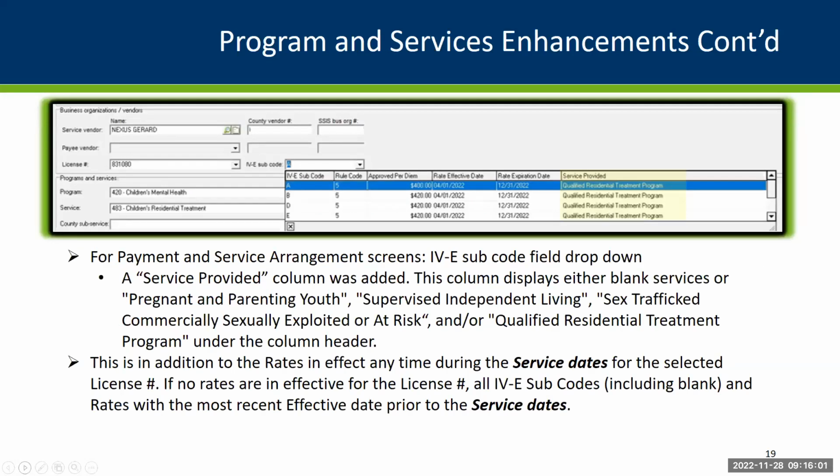We have added a new field drop down in the 4E subcode area in the highlighted where it says services provided. This will display if a facility has one of the FFPSA certified settings. So it will allow users when they're setting up service arrangements or payments, the ability to determine better if there is a specialized setting for the particular facility that the agencies are paying. And next slide, please.